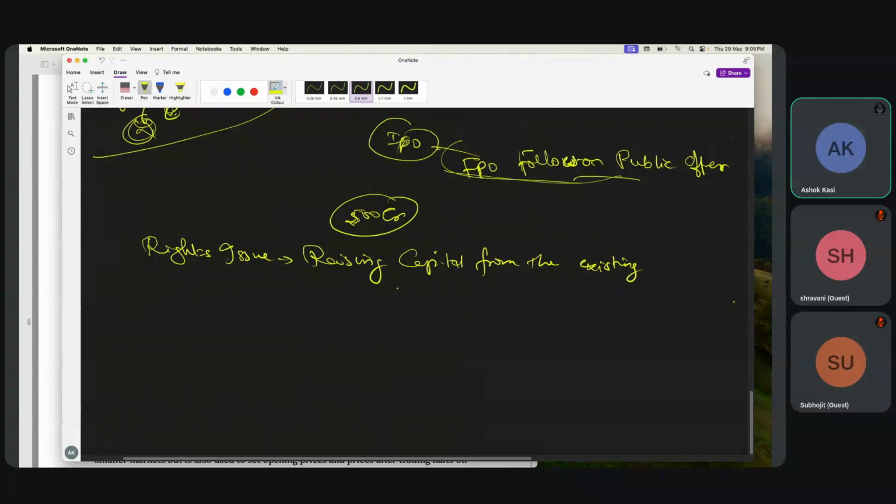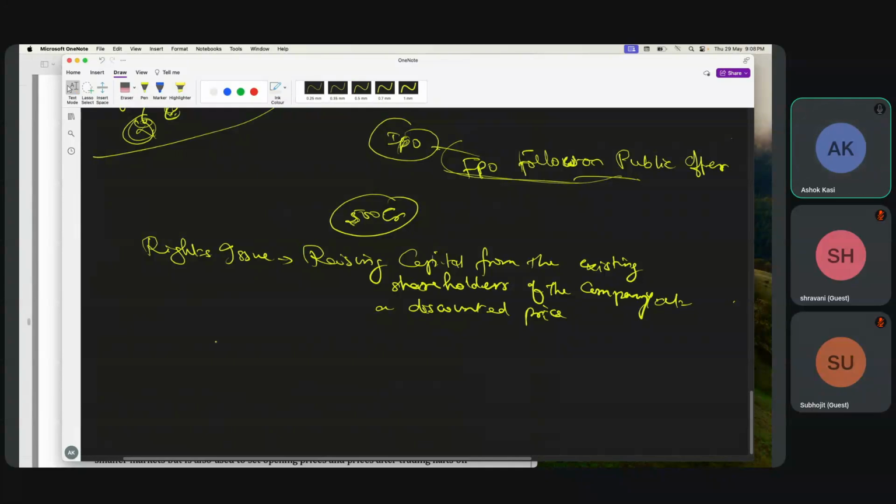From the existing shareholders of the company at a discounted price. Why are they raising capital at the discounted price? Generally around 25 percentage discount is given.